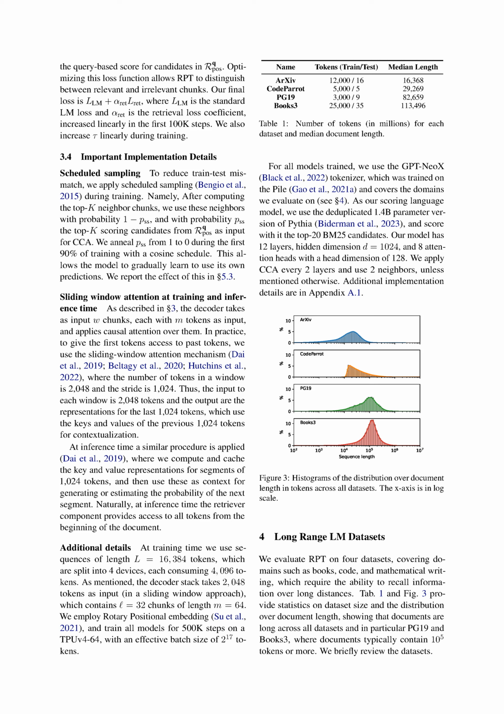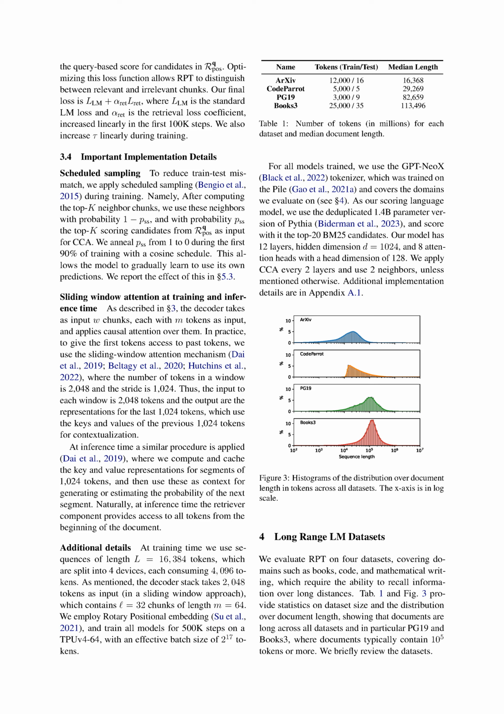Section summary. During training, scheduled sampling is applied to reduce train-test mismatch by gradually teaching the model to use its own predictions. The sliding window attention mechanism is used to give the first tokens access to past tokens, where the input to each window is 2048 tokens and the output are the representations for the last 1024 tokens. At inference time, a similar procedure is applied, where the key and value representations for segments of 1024 tokens are computed and cached, and then used as context for generating or estimating the probability of the next segment.